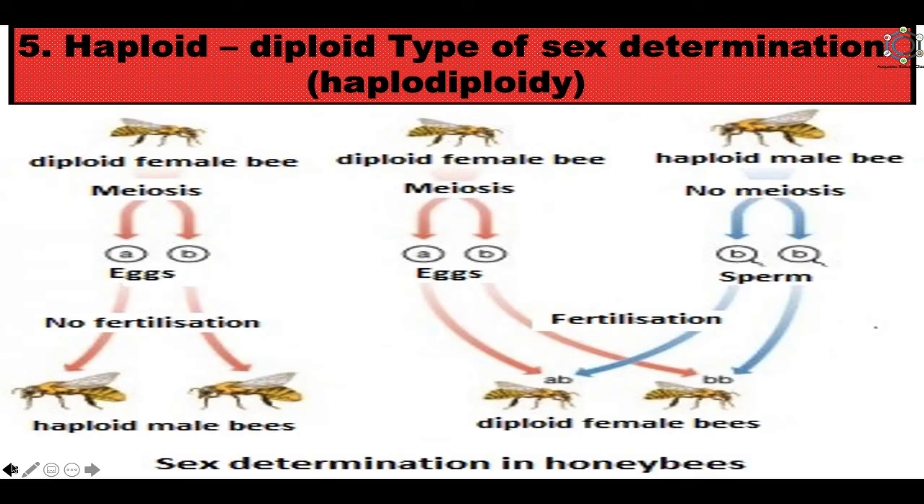Here you can see the female is diploid, that is 2N condition, and the male is haploid, that is N condition. So eggs are formed by meiosis and sperms by mitosis. Fertilization restores the diploid number of chromosomes in the zygote, which gives rise to the female. If the egg is not fertilized, it will still develop but into a male. Thus, the sex is determined by the number of chromosomes, and it shows the sex determination in honeybee, that means haplodiploid type of sex determination.